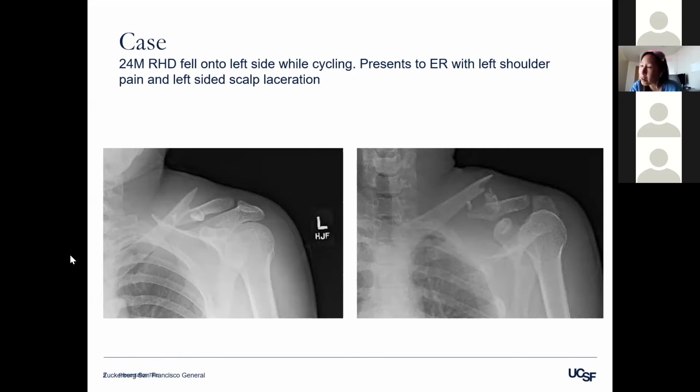maybe, let's see, Stephen, what specific things are you looking for when you're assessing for skin tenting?